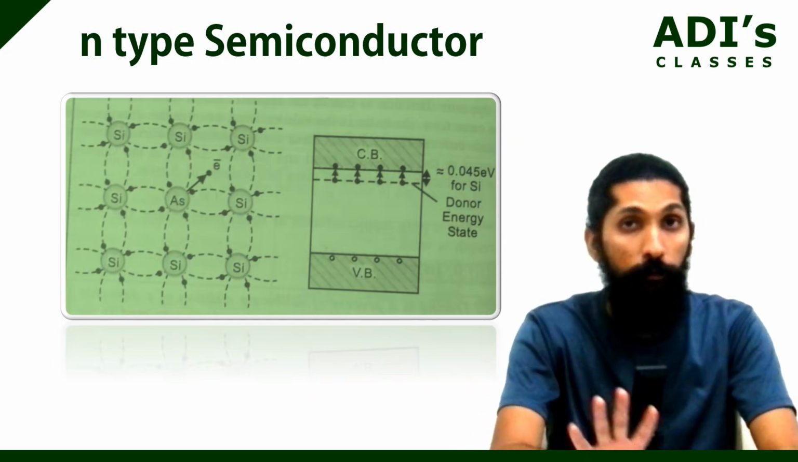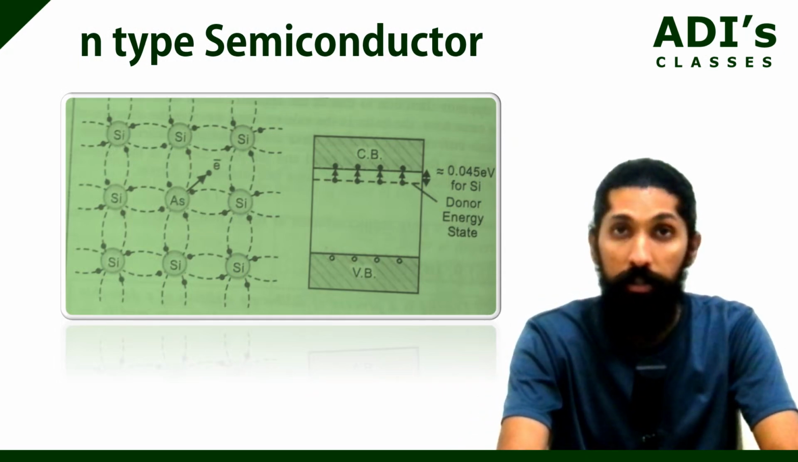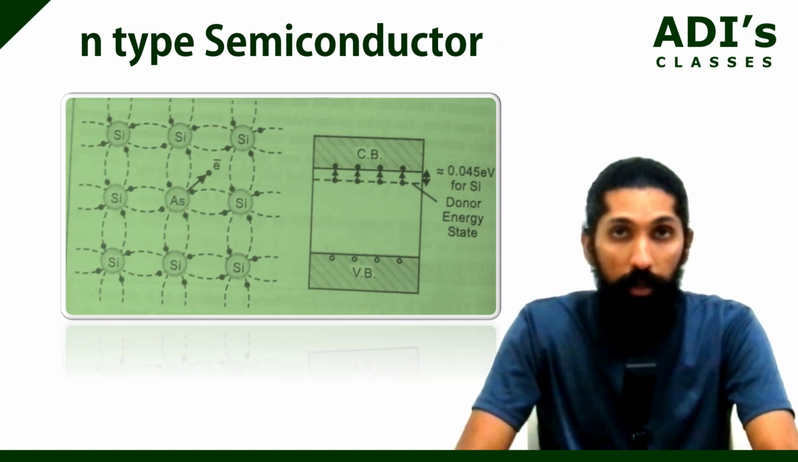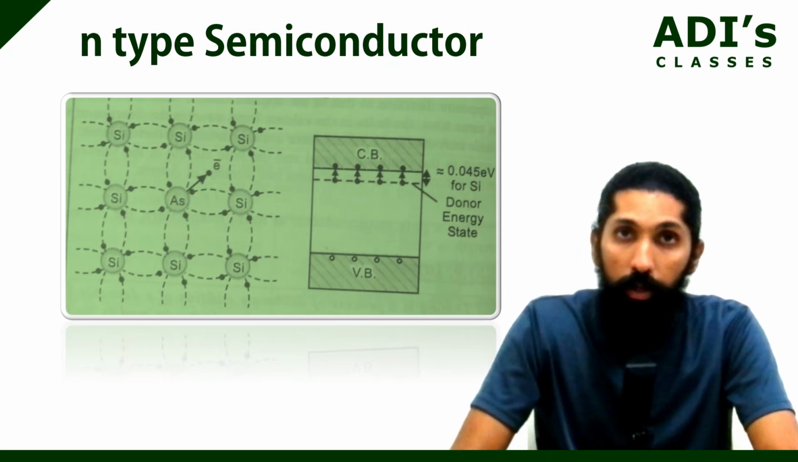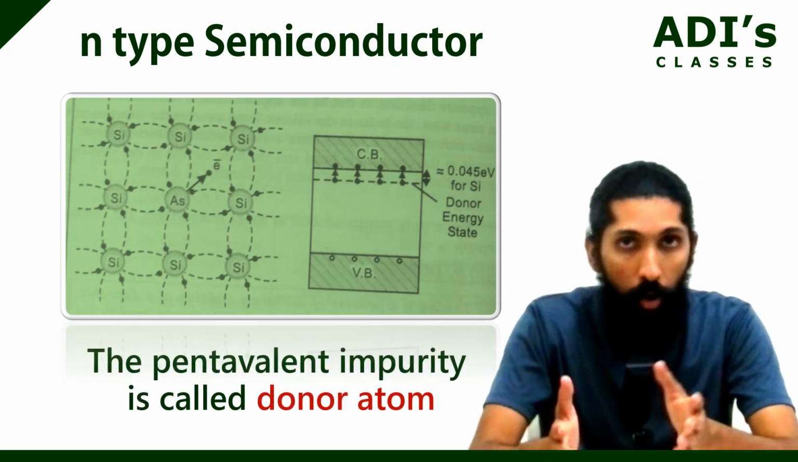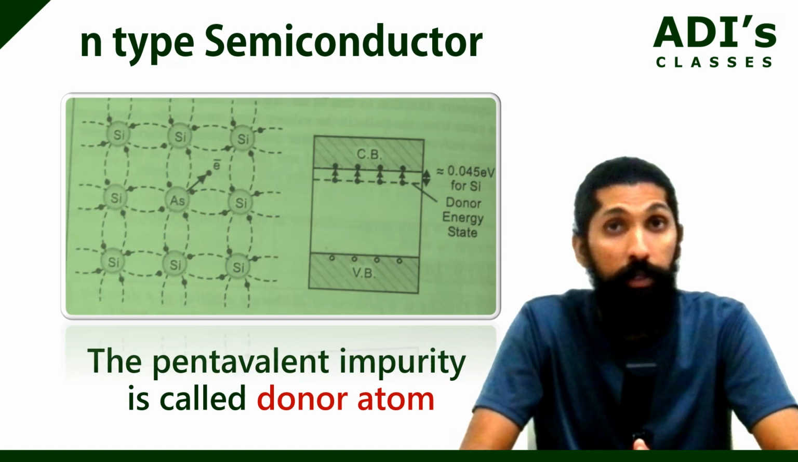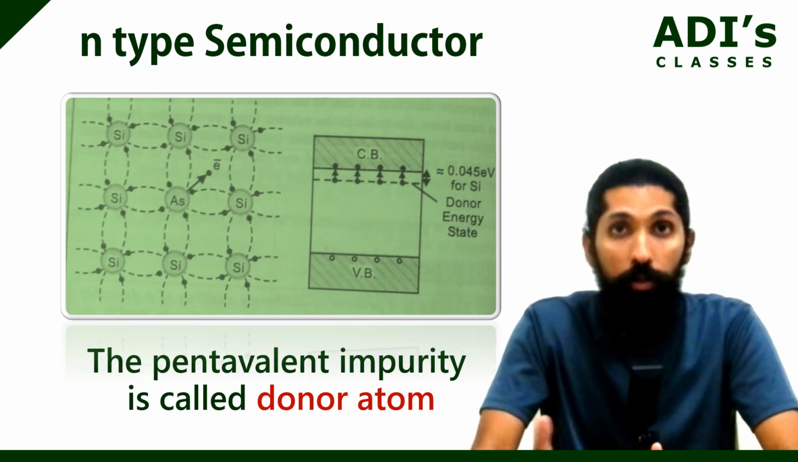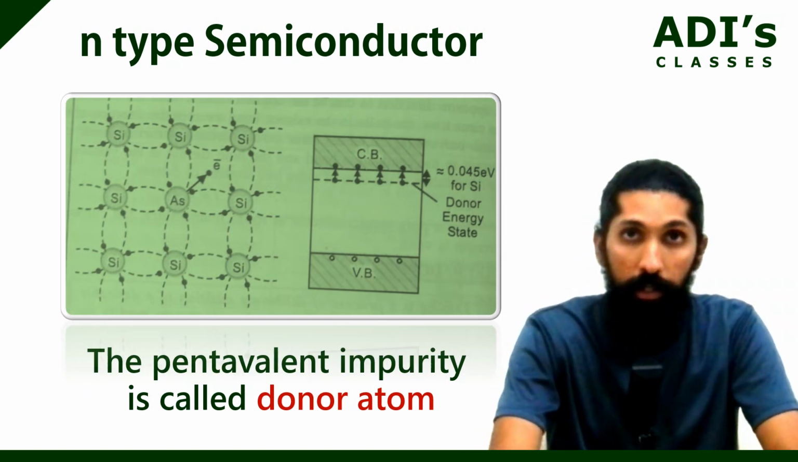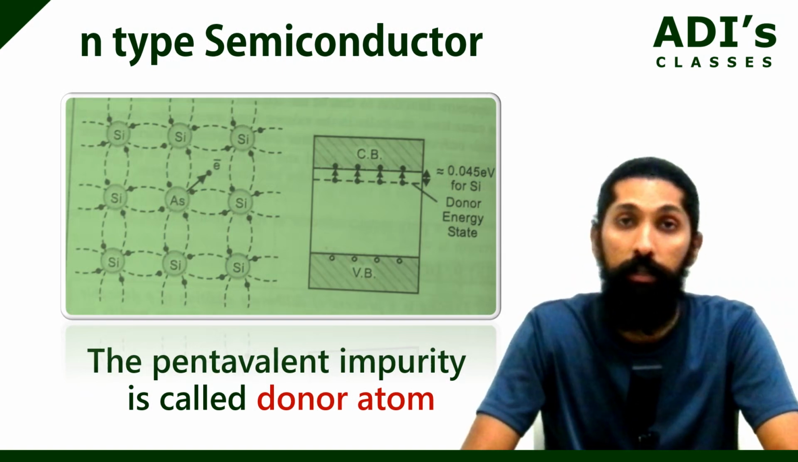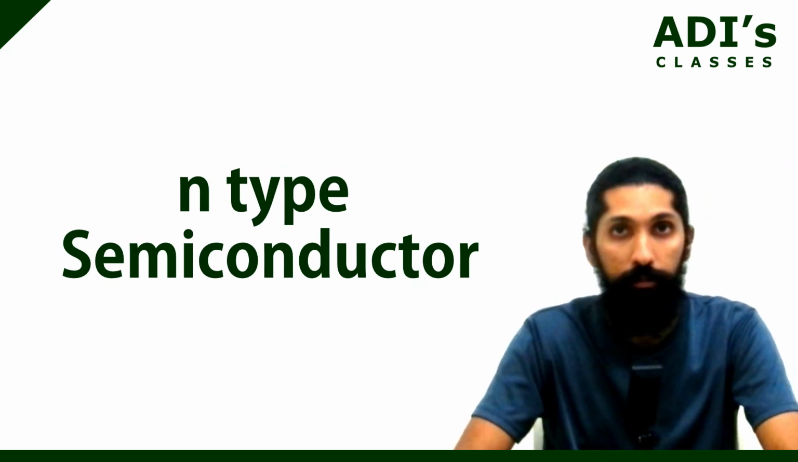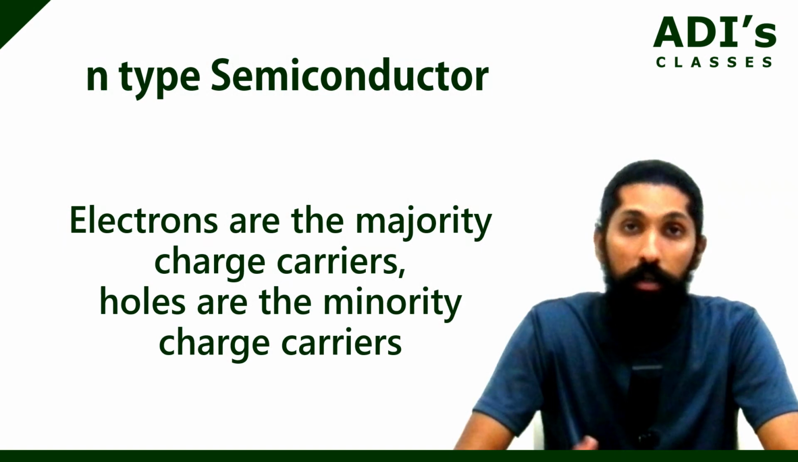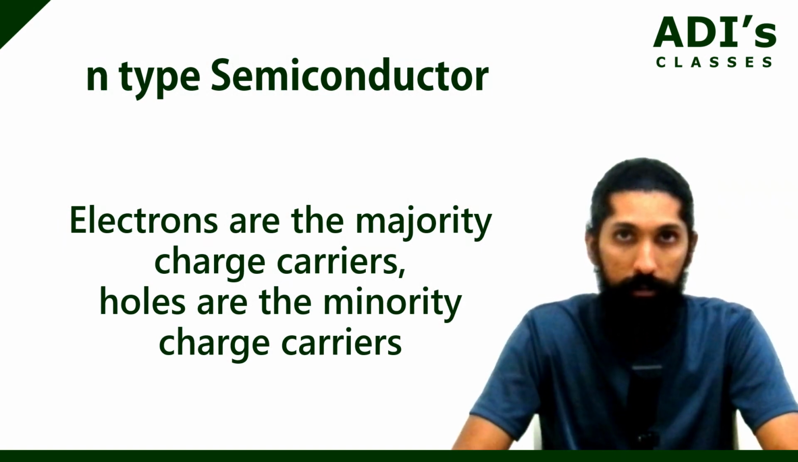Now what you are seeing: 4 atoms are bonded, there is a covalent bond, there is sharing of electrons, but one electron is left out, correct? What you see is what we call a donor atom. All pentavalent impurities we call donor atoms. When you have a pentavalent impurity, this type of semiconductor is called an N-type semiconductor. That means here, electrons are the majority charge carriers, and holes are the minority charge carriers.